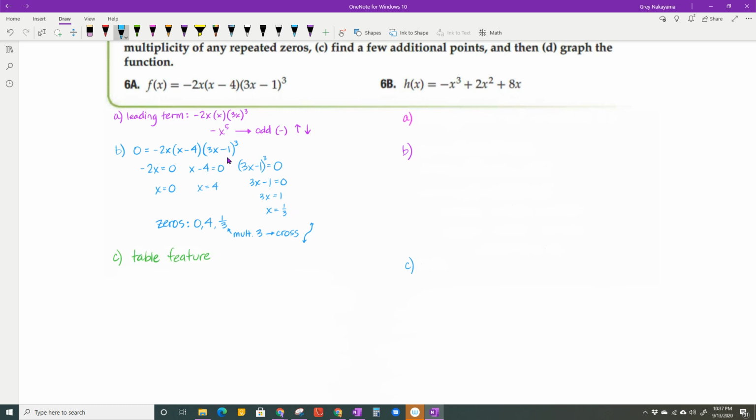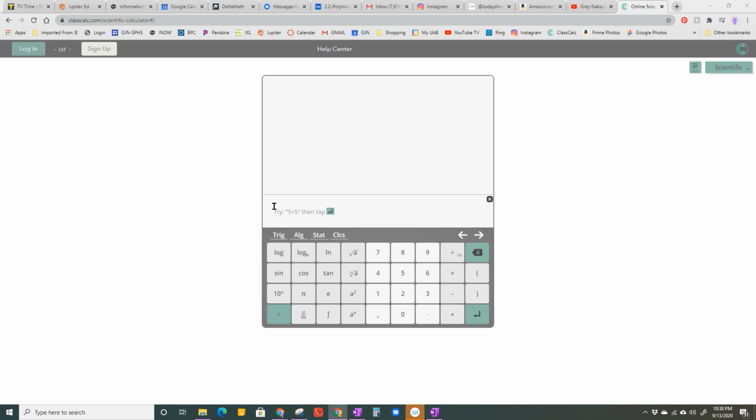Now the next thing you're supposed to do is plot these along the x-axis, but then you have a table feature. So I'm going to show you how to do that table feature with ClassCalc if you do not have it on your calculator. If you have a table feature on your calculator, y'all, you bring it up to me. I'll be happy to show you how to do this. But in case you don't, you all have access to ClassCalc. So I'm going to show you how to do that with ClassCalc very easily, as if you're not graphing.